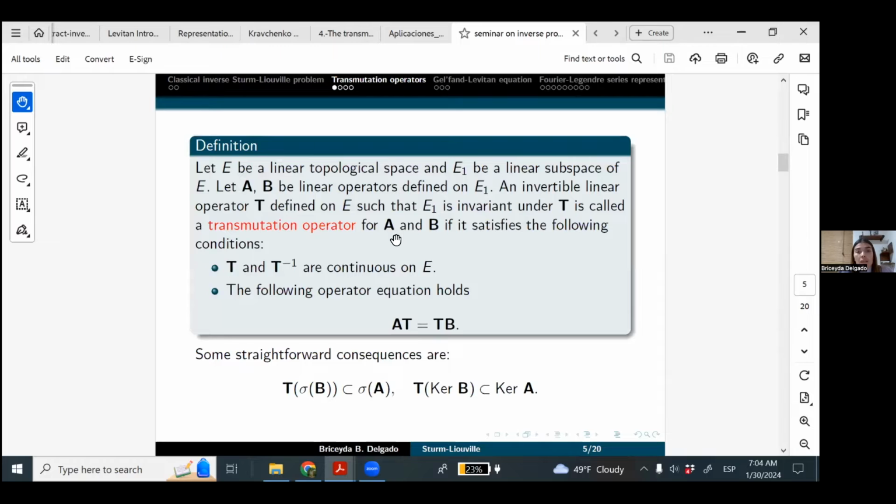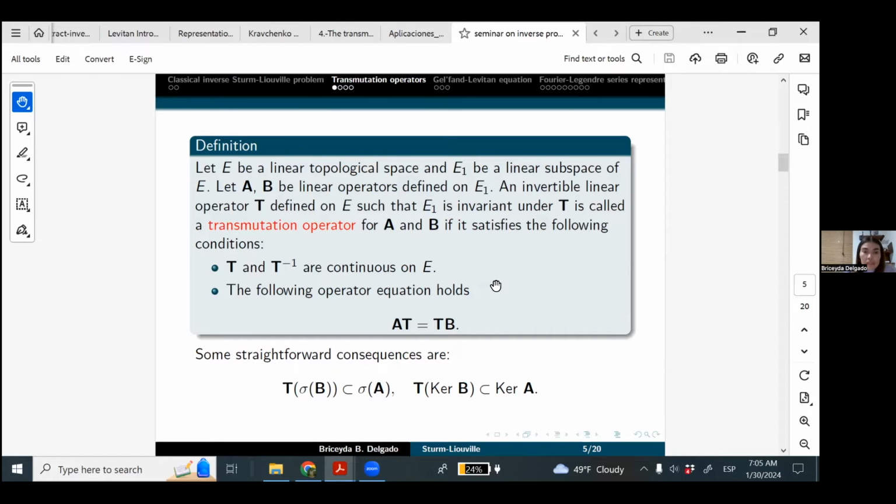If we start with E, a linear topological space, and E1, a subspace of E, and we consider two linear operators A and B defined on E1, we will say that T is a transmutation operator for A and B if, first, E1 is invariant under T; also T and its inverse are continuous operators; and the last condition is that the following relation holds: A T is equal to T B. So we are looking for an operator, in particular for A and B differential operators, which satisfies these three conditions.